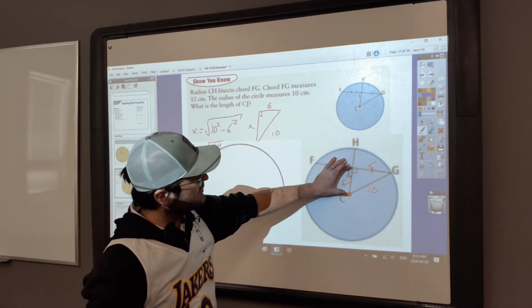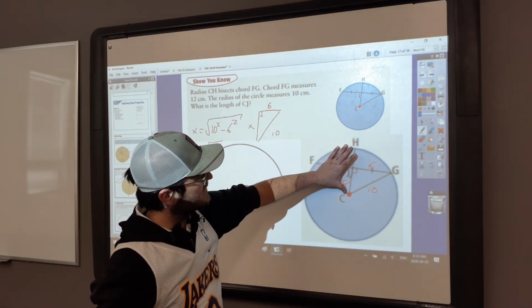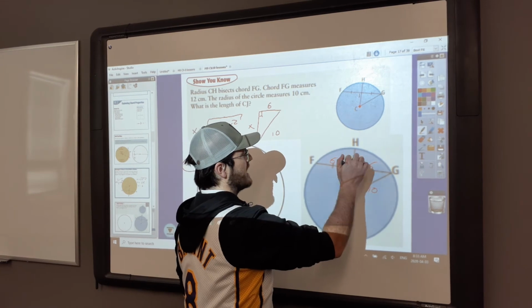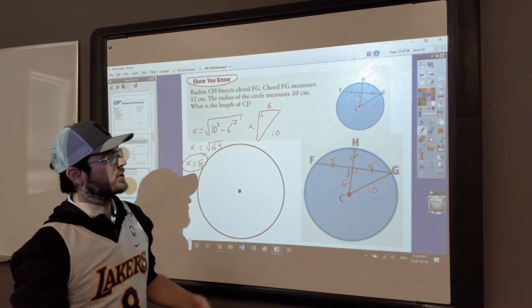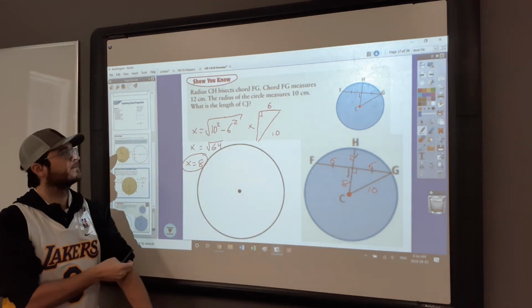The picture doesn't really show it because it looks like it's almost half. Where this is 10, that would mean this is 8 and this is 2. So don't always judge by the picture. Just do the math behind it.